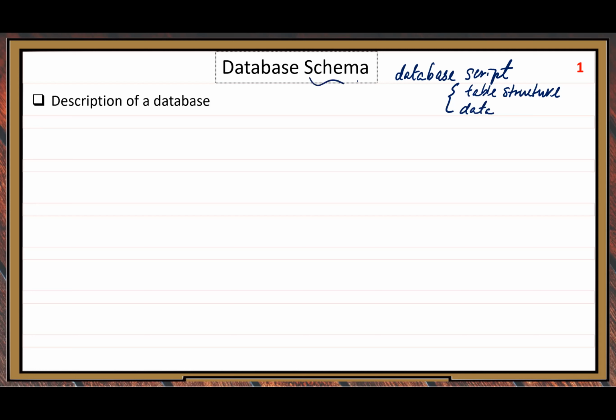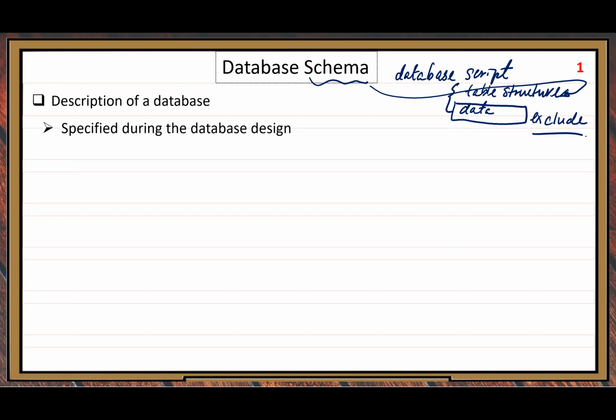The schema is the table structure part, not including the data part. Schema does not include data. It is specified during the database design.